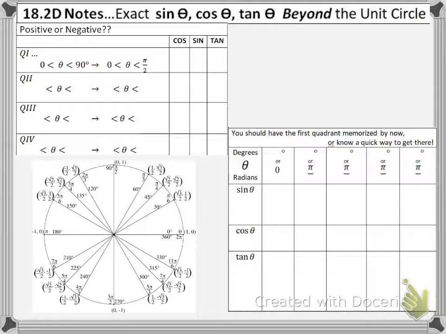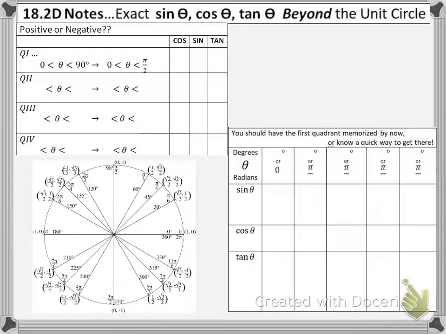18.2D notes. Yesterday we dealt with how to use the unit circle to find the values of sine, cosine, and tangent for the special angles 30, 45, 60, and everything that's coterminal to that. Today we're going to talk beyond the unit circle, but I've got to do a few things to get us set up. Let's first talk about each quadrant, where it is, what's in there, and what kind of signs we have in the quadrants.